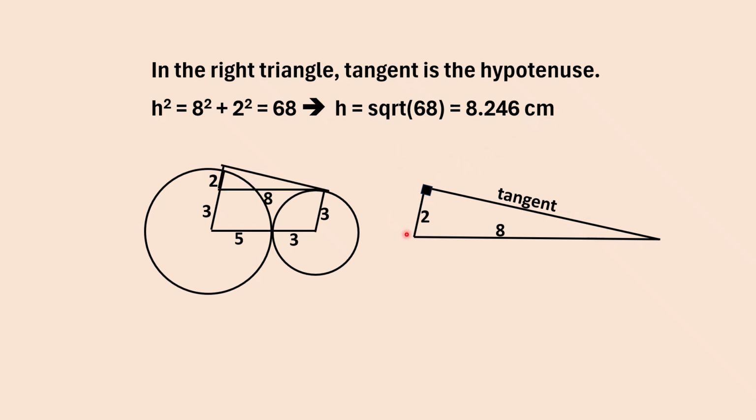We got this right angle triangle. So by Pythagoras theorem, we calculated the hypotenuse or the tangent as the square root of 8 squared plus 2 squared, that is the square root of 68 or 8.246 centimeters approximately. This is the required length of the common tangent.